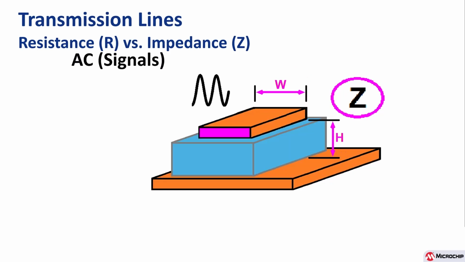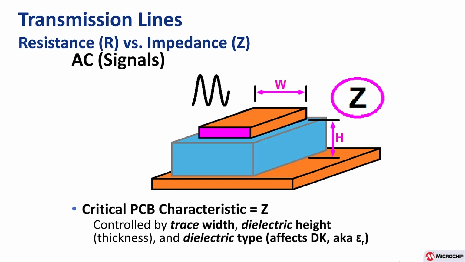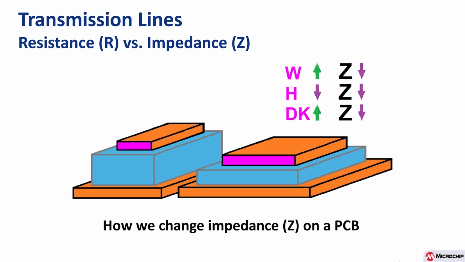For AC lines, it's a little bit different. The critical characteristic is impedance. Impedance is mostly driven, as I said before, by inductive reactance and capacitive reactance. So, what does that mean as far as we're concerned here in the physical world? As the trace width goes up or down, that affects it. And as the dielectric height goes up or down, that affects it. The length does not. The type of dielectric also affects it.